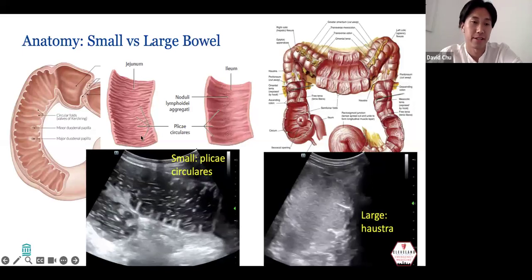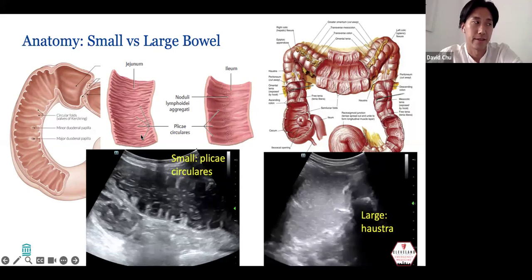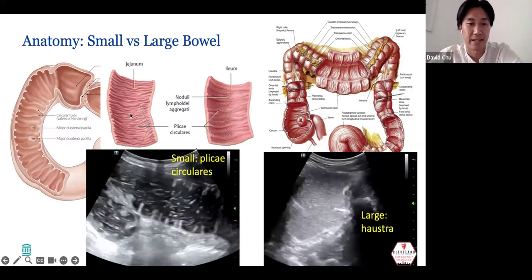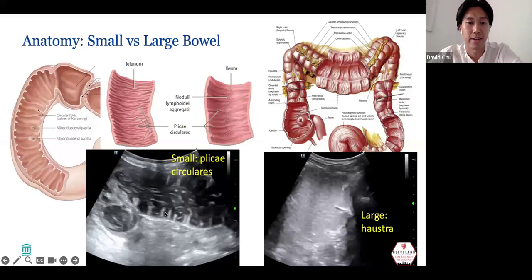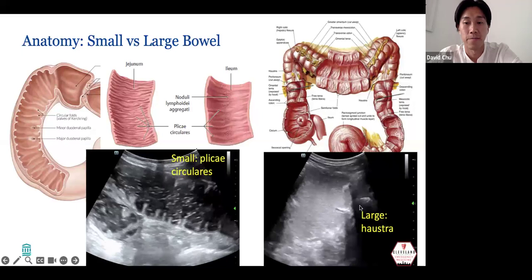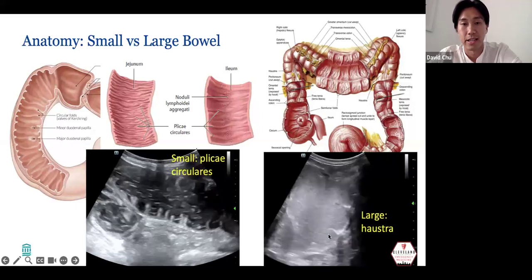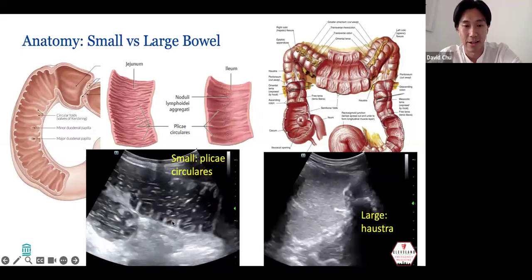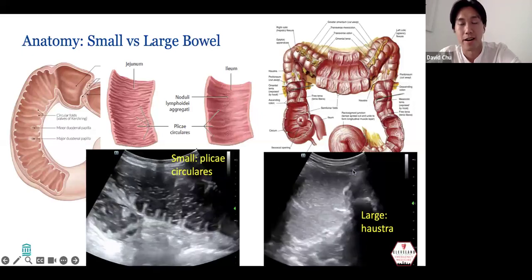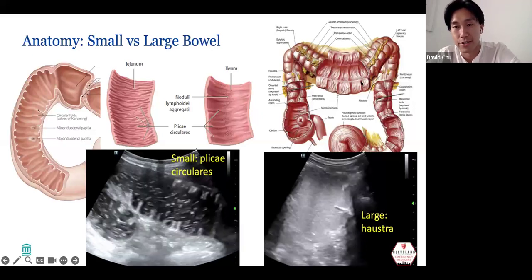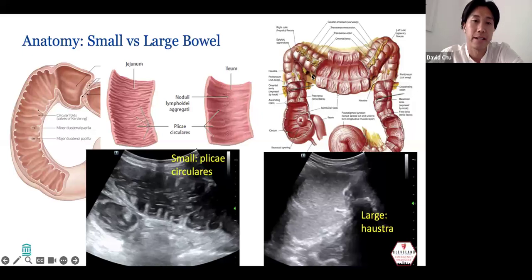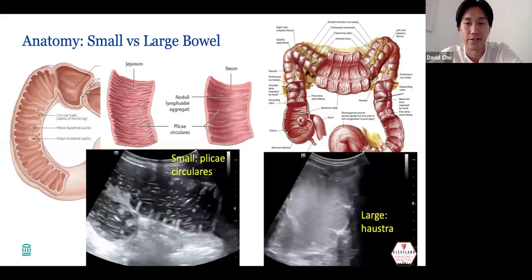These plicae circularis increase the surface area within the small bowel so you can increase the rate of absorption. They're basically small outpouchings that are very close together. Whereas haustra within the large bowel are these outpouchings here, and they are not as close together as the plicae circularis. There are not as many of them, and they basically look like large pockets within the large bowel, like what you see right here, these large outpouchings, and those are what haustra are. That's how you tell the difference between small bowel versus large bowel.